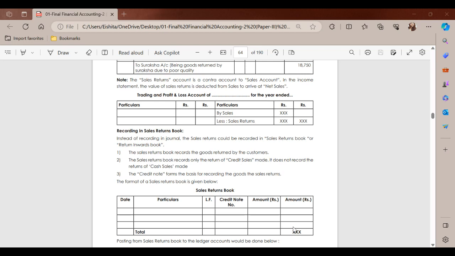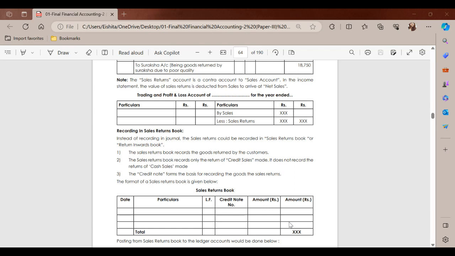When you do a sales return, sales means you do it outward, a sales return means you do it inward. So return inward, return outward, you should be very clear on this. The sales return book records the goods returned by a customer. The sales return book records only the credit sales.